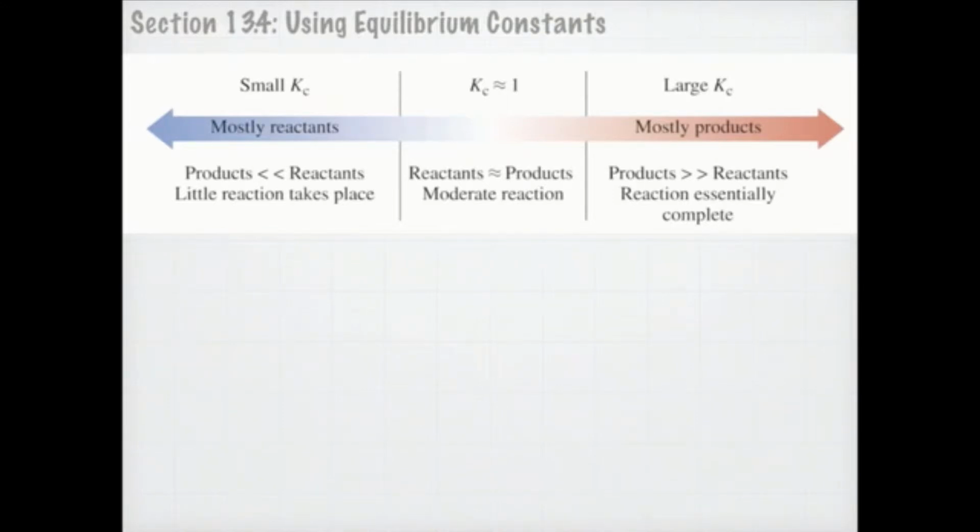If it's really large, your reaction proceeded towards the products significantly, meaning your forward reaction did. If you have a very small KC, very little of the reaction actually took place, meaning your reactants are favored. And if your KC or your KEQ is about 1, then you've got a typical reaction where the amount of reactants equals the amount of products.